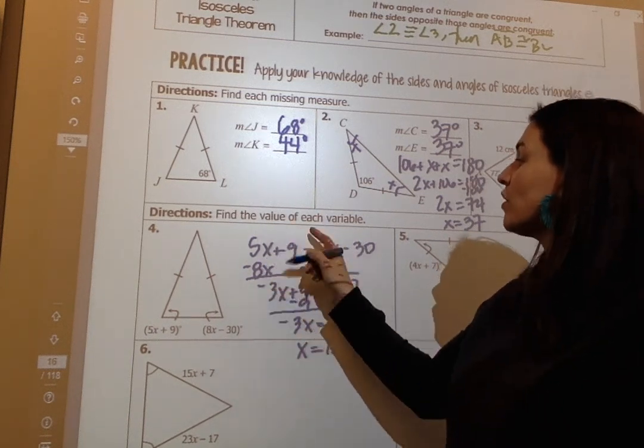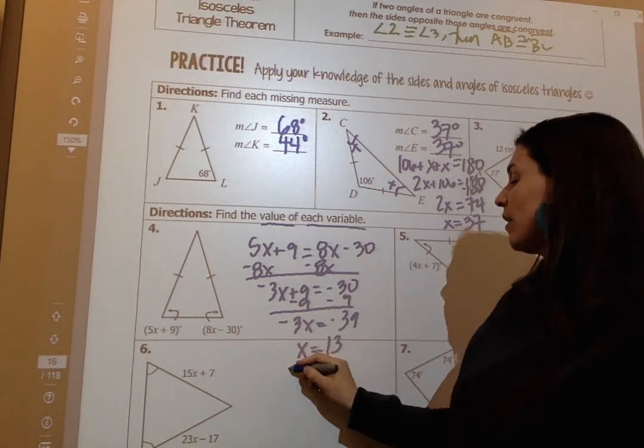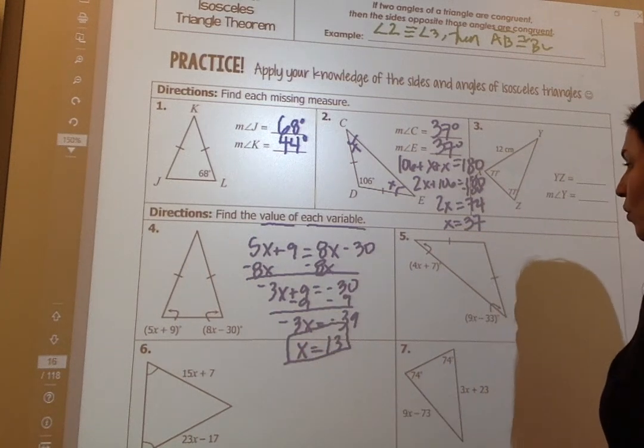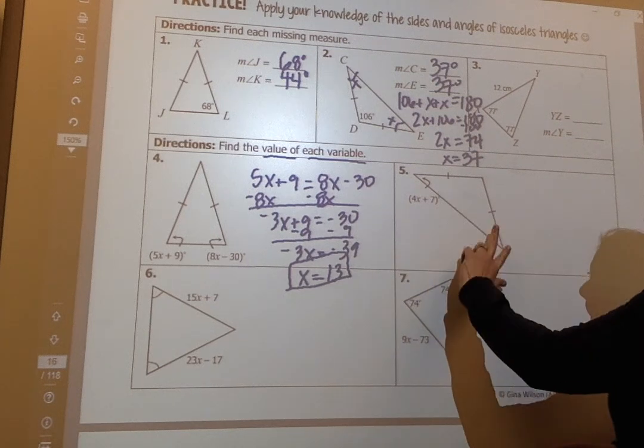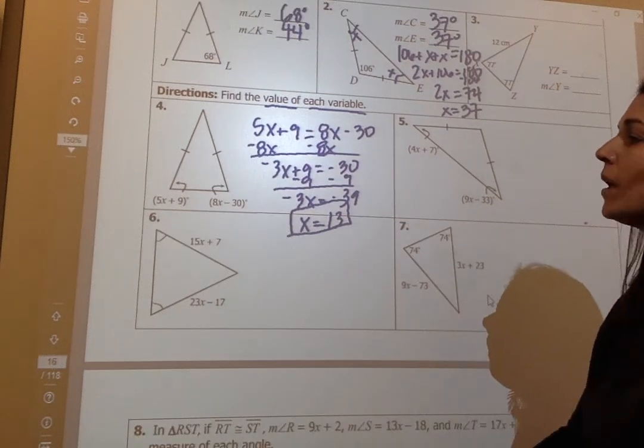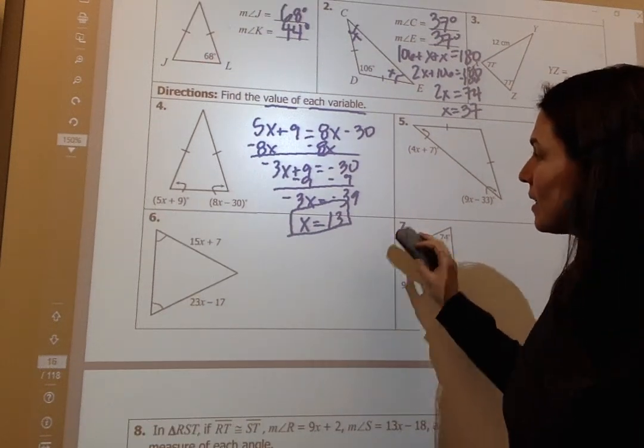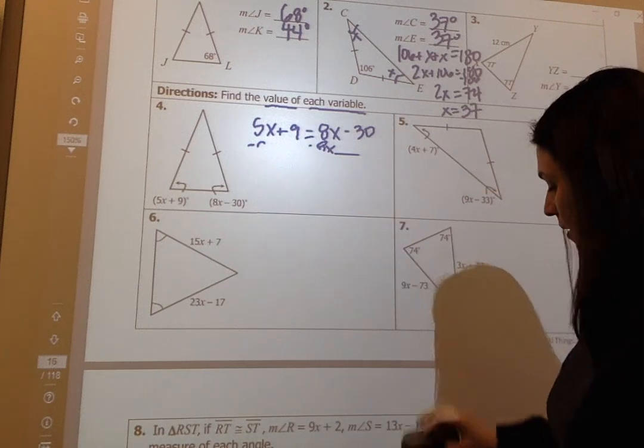So in this one, I just want to find the value of each variable. X is going to equal 13. And, of course, I'm going to box my answer. I would set number 5 up the same way and solve for x. Number 6, let's look at number 6.